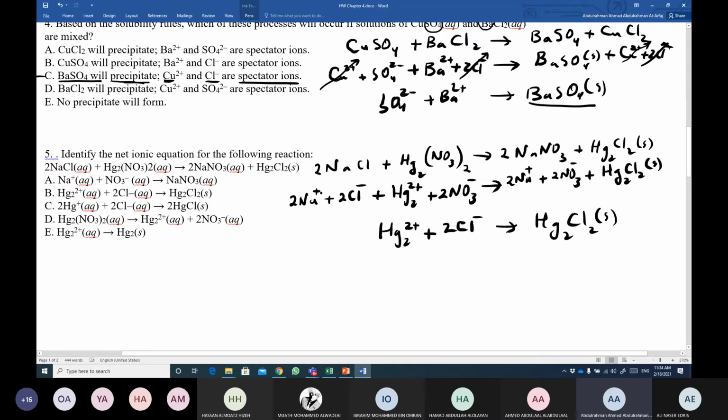What do we call these ions? Spectator ions. Good. So what's the answer for 5? B. B, exactly. So this is the correct answer. Now, how about C? C is the same.